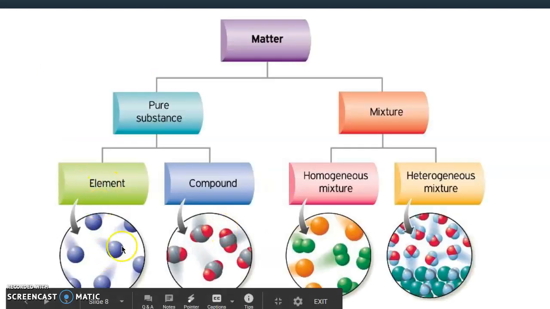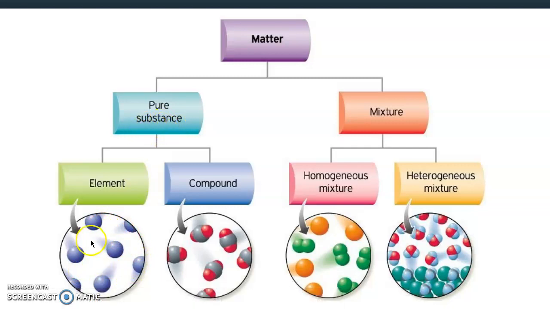Awesome. So we got our element done. We can also see in the element it is the same little blue circle all the way through. So, for example, if this was carbon, here would be a carbon atom, carbon atom, carbon atom, carbon atom. And it's all the same throughout, making it a pure substance.